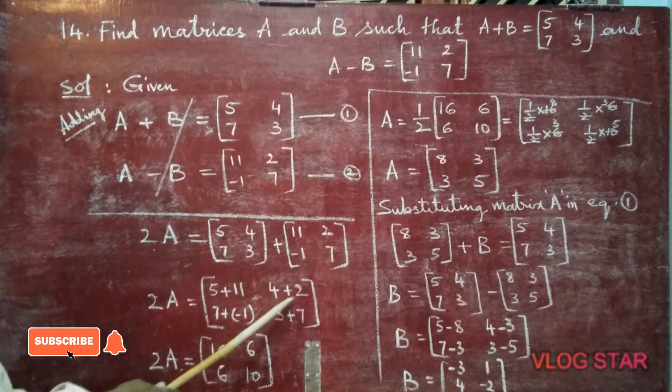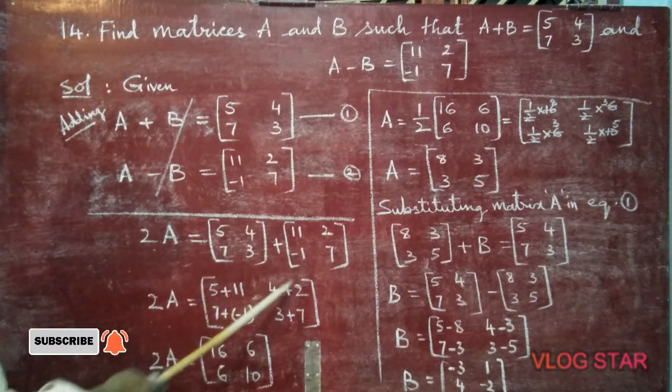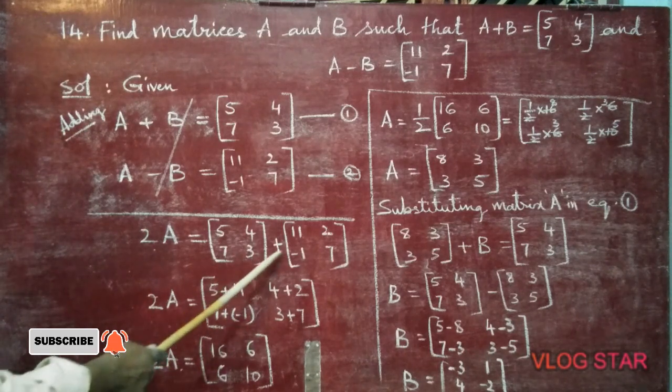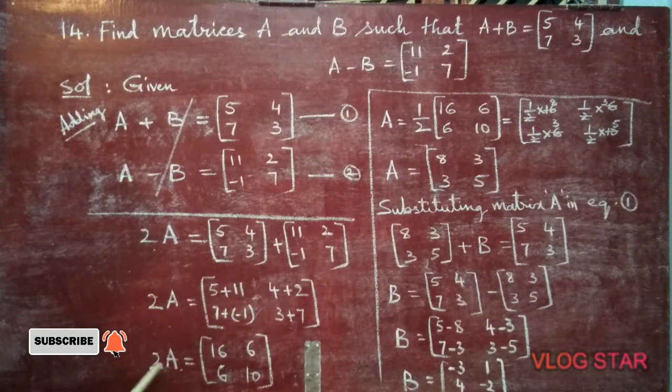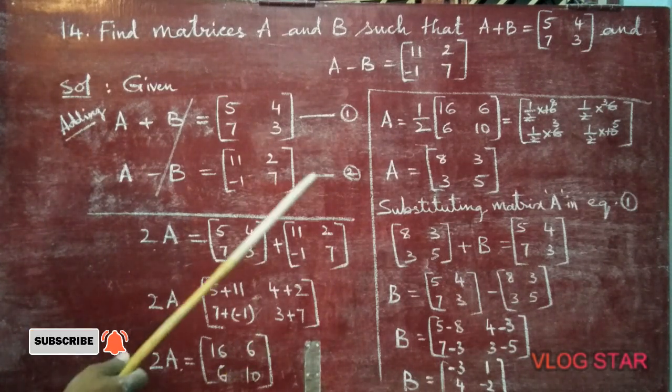4 plus 2, second with second. Third element, 7 plus of minus 1. 3 plus 7. 2A is equal to 5 plus 11, 16. 4 plus 2, 6. 7 plus into minus becomes minus, 7 minus 1 is 6. 3 plus 7 is 10.